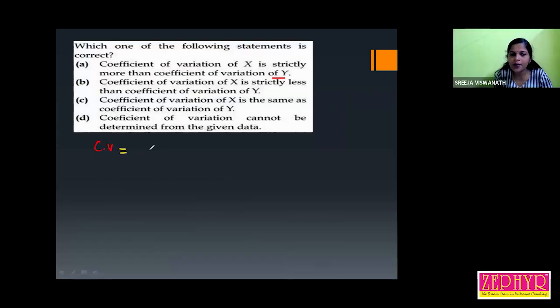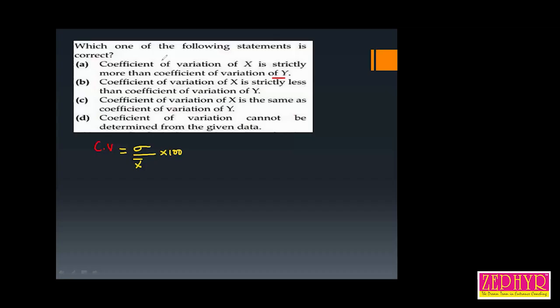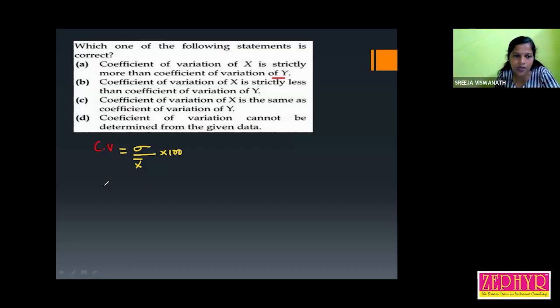Coefficient of variation is equal to sigma by x bar into 100. Sigma is the standard deviation, x bar is the mean. For any data, coefficient of variation is sigma by x bar into 100. So here, first we have to find the coefficient of variation of x. That is sigma by x bar into 100.